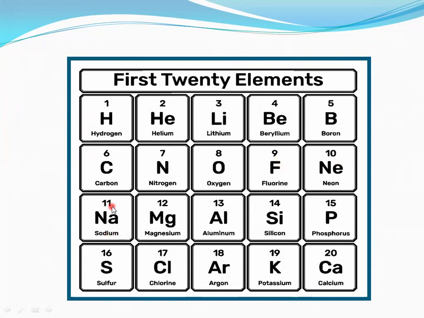Neon, 10, sodium, 11, magnesium, 12, aluminium, 13, silicon, 14, phosphorus, 15 protons present inside the nucleus. Sulfur, 16, chlorine, 17, argon, 18, potassium, 19, calcium, 20. Means 20 protons present inside the nucleus of a calcium atom. You must memorize these elements, their symbols, their names, and their atomic numbers. Atomic number also represents the position of the element in the periodic table, meaning the number of protons.